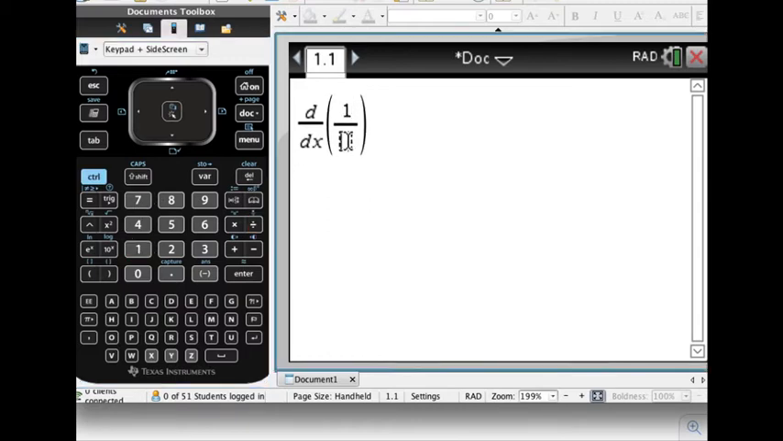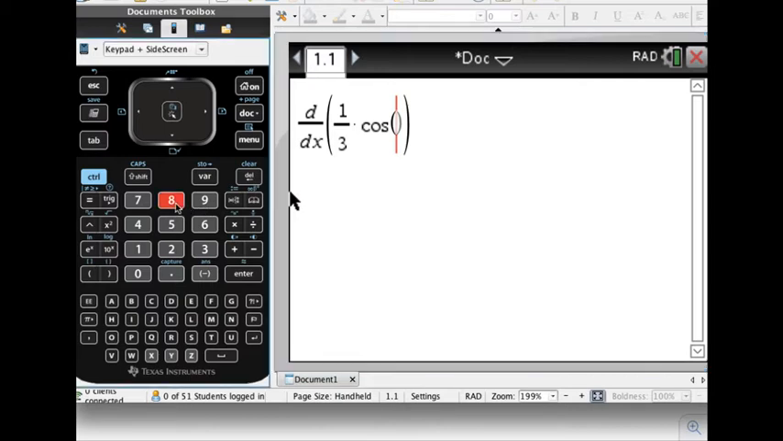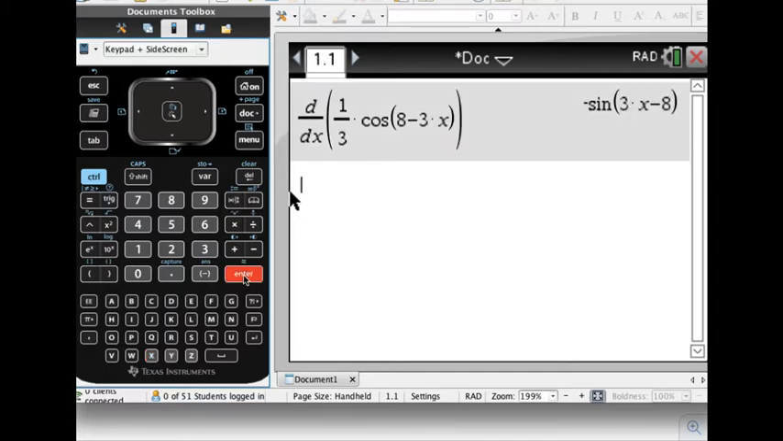So 1/3 times cosine of 8 minus 3x. And I should get the answer we came up with, but it appears I don't. But in reality, it really is. Notice that here I have a minus out in front, but that's because it switched the order of these two. Instead of 8 minus 3x, it's writing it as 3x minus 8.